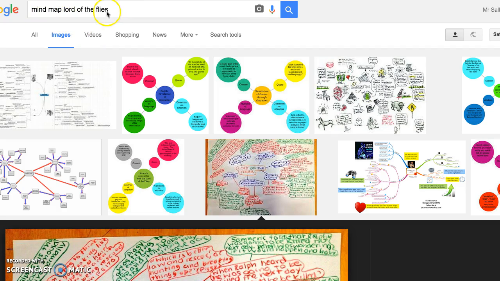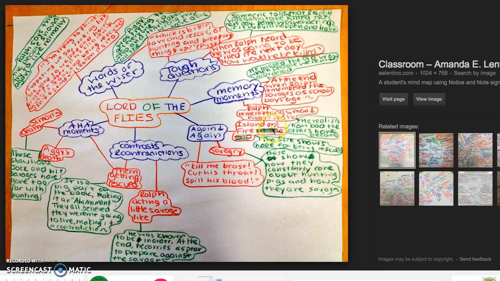So I chose Lord of the Flies as the set text, and you can see that none of these mind maps conform with Tony Buzan's ideal of what a mind map should be, except this one. I've called up an image of one that a student has obviously made. Now, it's really helpful because it's got the ideas here, and then the quotations in a separate colour, red, and then the explanations for why those quotations are important are in green.